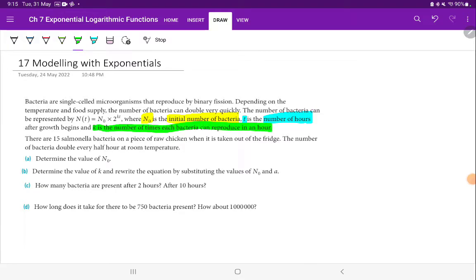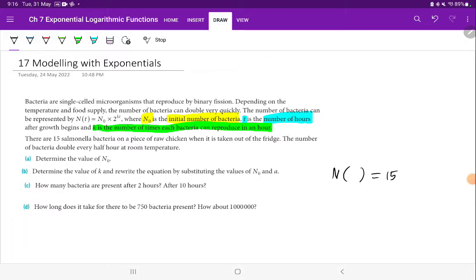So there are 15 salmonella bacteria on a piece of raw chicken when it is taken out of the fridge. The number of bacteria double every half hour at room temperature. Determine the value of N naught. So this piece of information says 15. Well, 15 is representing N, the number of bacteria, because it says there's 15 bacteria. So what we can say is that N at some point gives us 15. But in fact, we know the time as well. What time does that happen? Well, that only happens when it is taken out of the fridge.